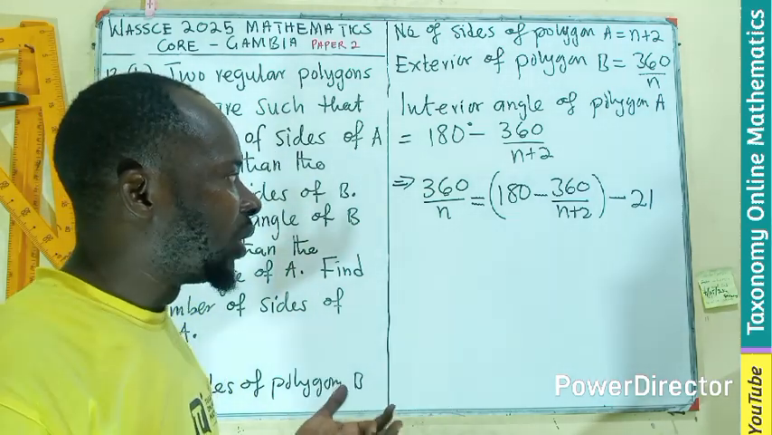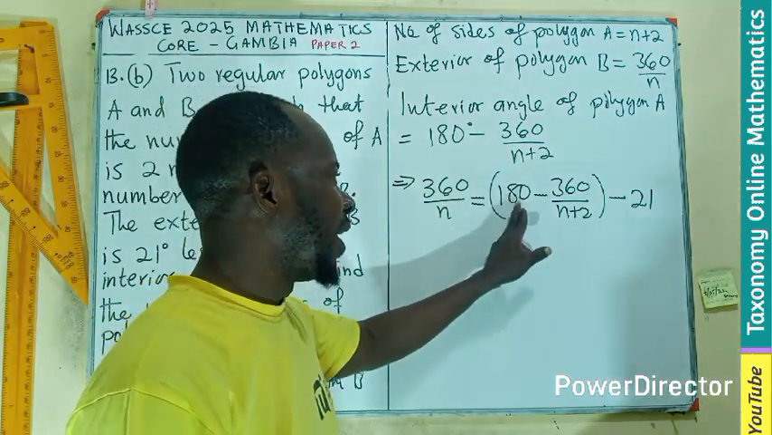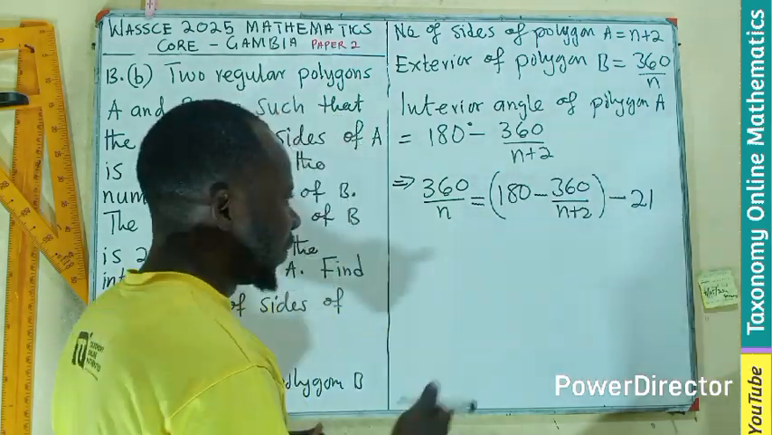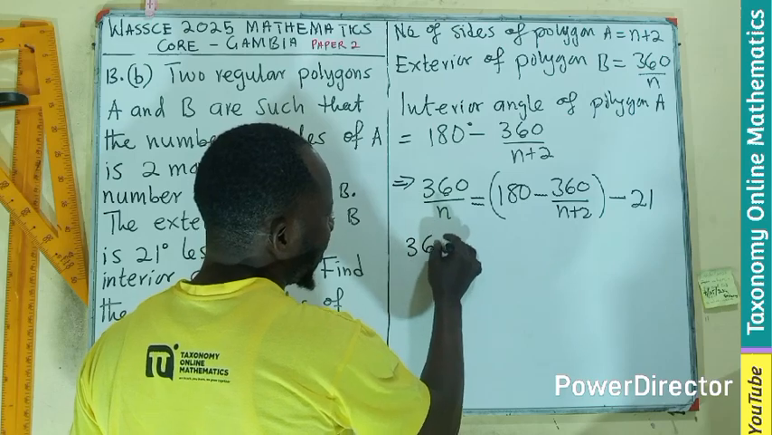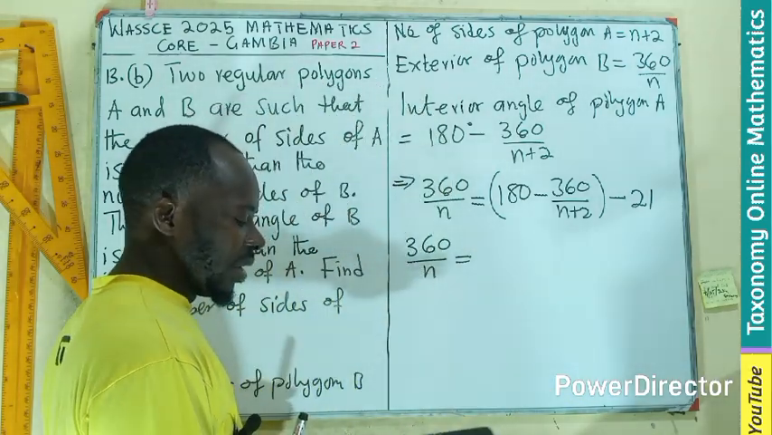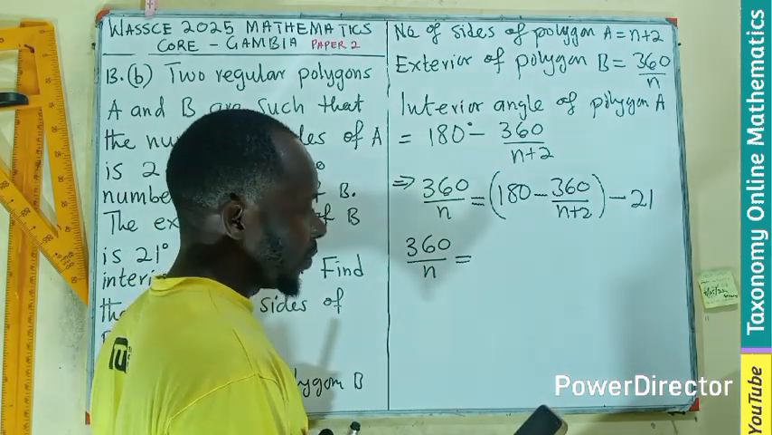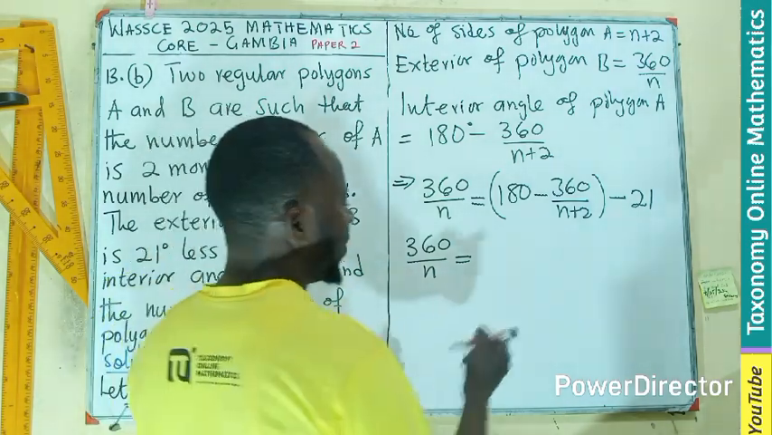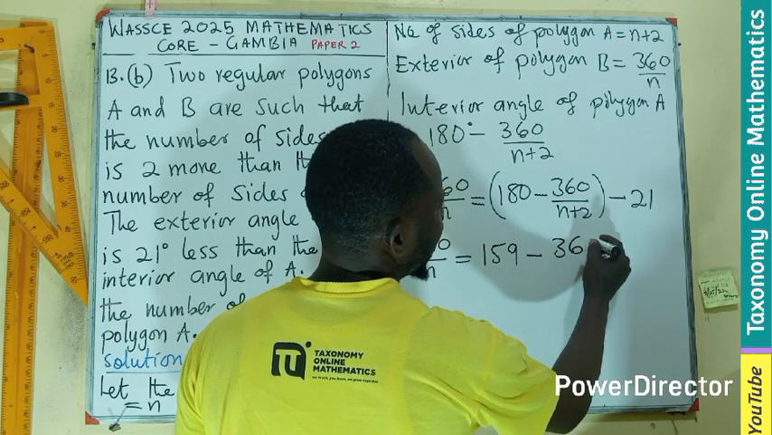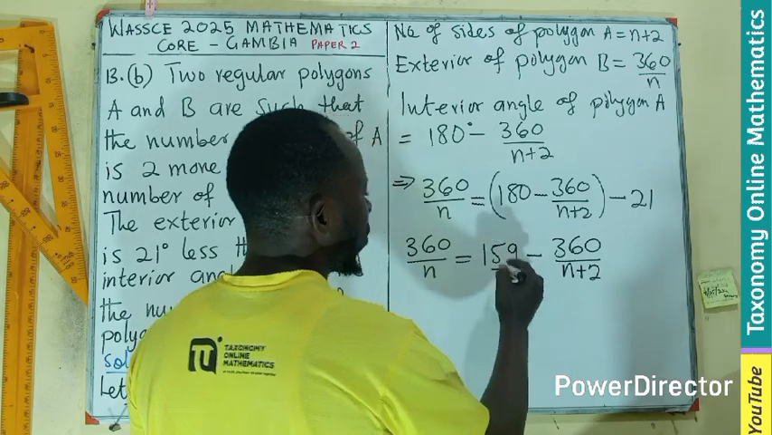So now it becomes an equation we can solve. The bracket does not bring in any multiplication. It is just the same 180 minus this minus this. So we can subtract 21 from here. So I should be having 360 divided by n equals, and subtracting 21 from 180 should give you 159, minus 360 divided by n plus 2.